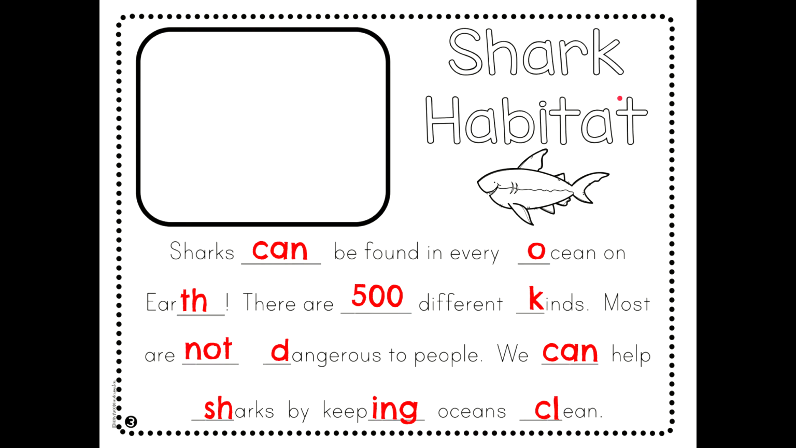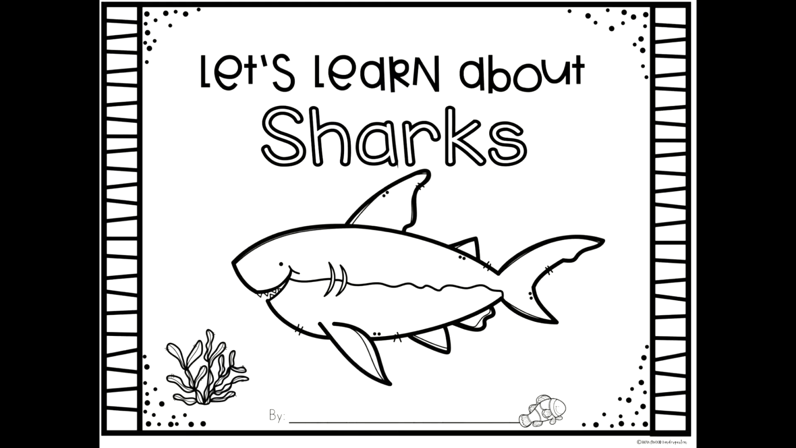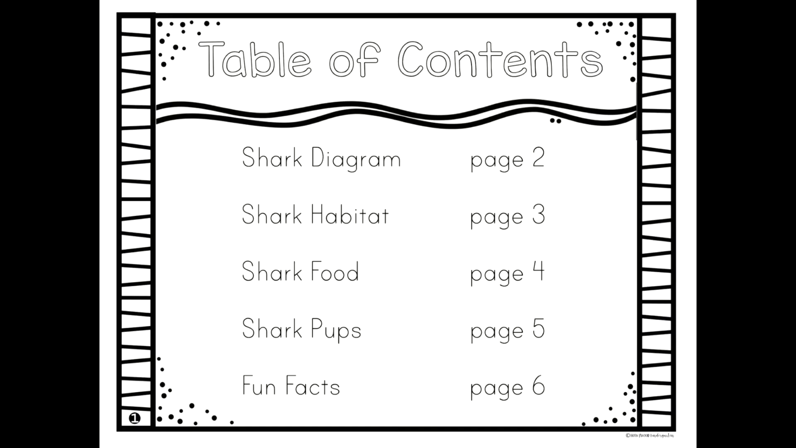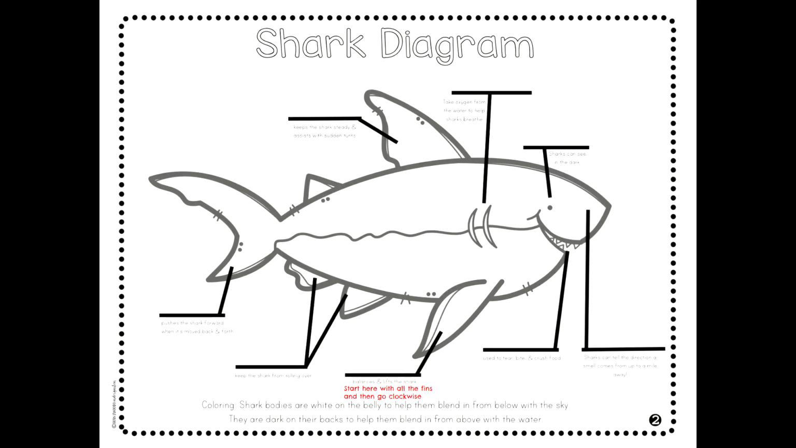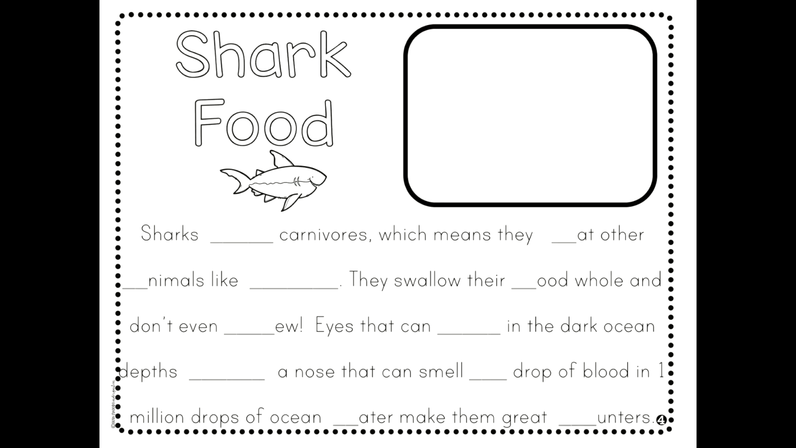If you did not do that, you're going to flip with me in your packet until we get to these pages together, okay? So the beginning of your packet looks like that. Let's learn about sharks. The next page just tells you what's in the packet. Go ahead and turn the page. It should look like our shark diagram, which we completed. Then we did shark habitat. Go ahead and turn your page, and that will bring us to our next page, which is shark food. Make sure you see the word food at the top. This will be the page that we're completing today.